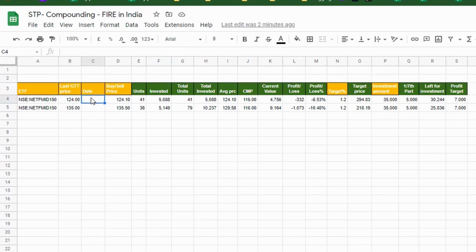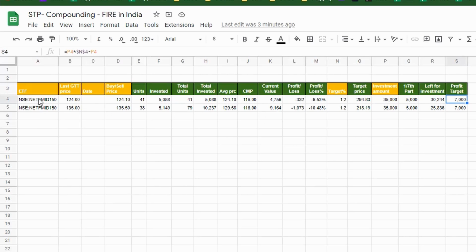The date when you do your purchases, first date, then the second date in the second line, and so on. And the price at which you purchased that particular SIP. The units will be calculated based on the amount that you put in investment amount and the target you put in profit target %. Investment amount will get divided by 7. That becomes your SIP amount. As you see, I have 35,000 here. So that becomes 5,000 as per SIP amount. And my target would be 7,000 on my invested amount.